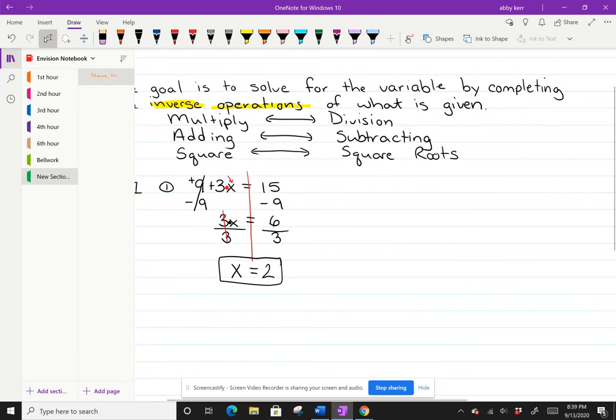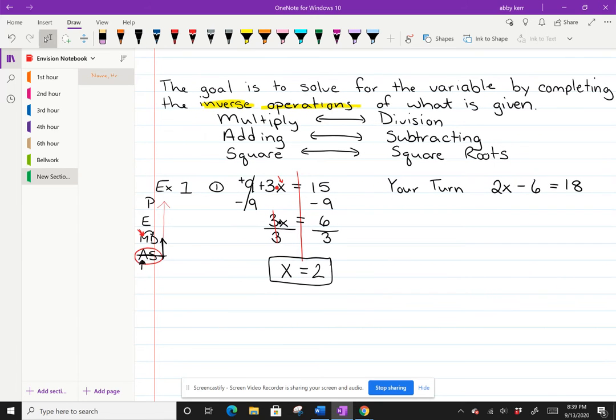Now, you are going to try your turn. You will pause this video and you will attempt it because I want to see how you would do it. So at this moment, please pause the video, and when you are done with your turn, turn the video back on, so then you can go to example 2.